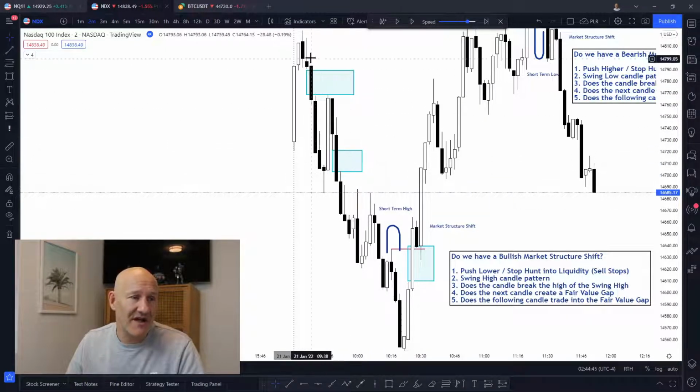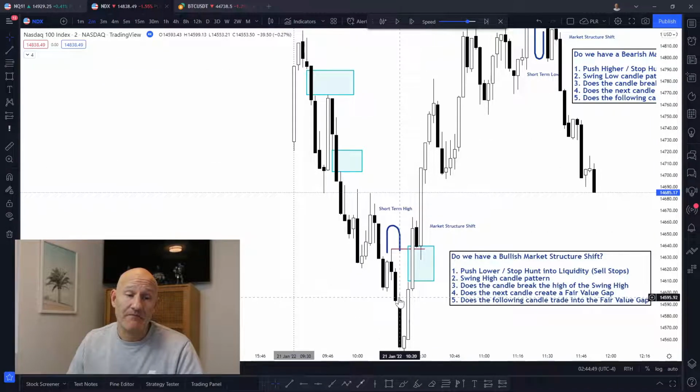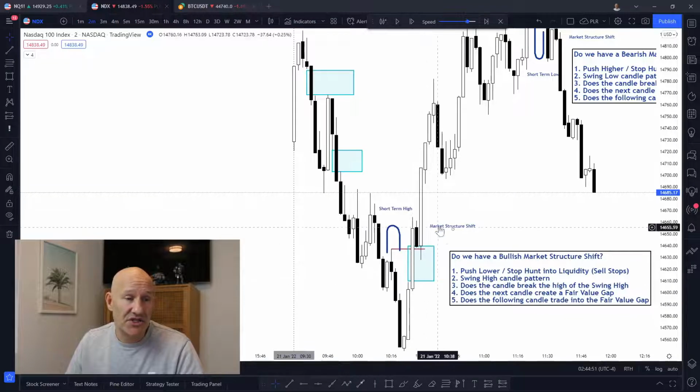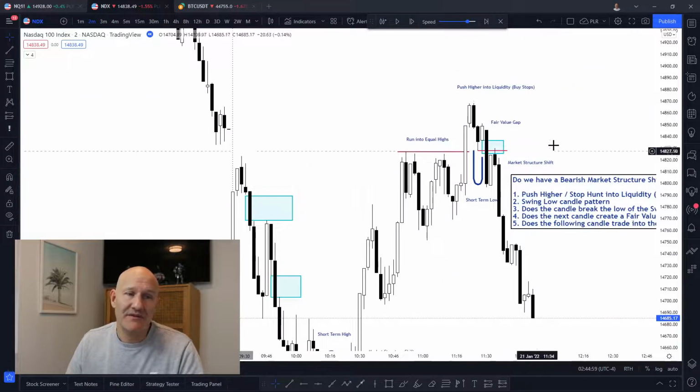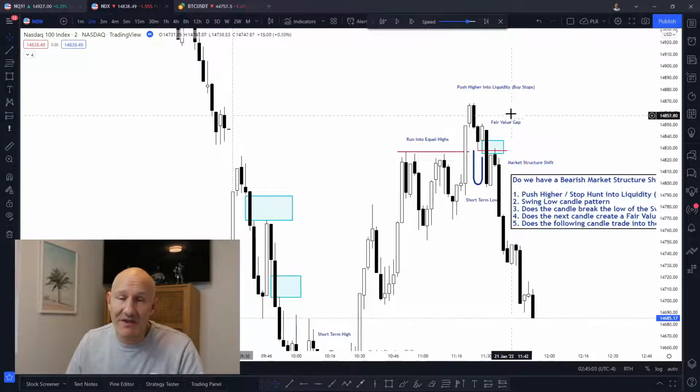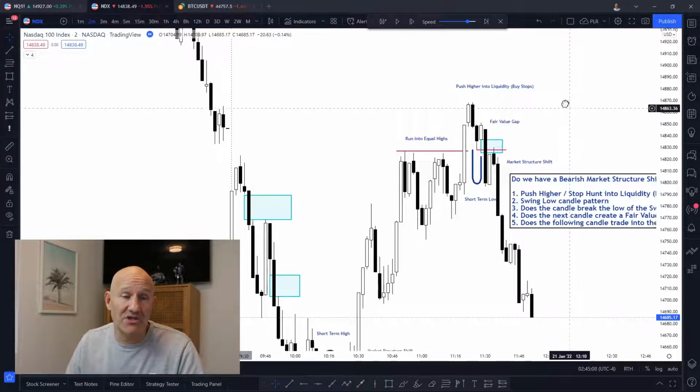So these fair value gaps that are formed as the market has traded downwards, as the market changes in market structure, so it shifts to this bullish market structure, it's going to attack these as it goes higher, obviously, until it runs up into a previous set of highs like it did here, and it goes then deep into these previous highs, into this liquidity, and then it changes its market structure again.